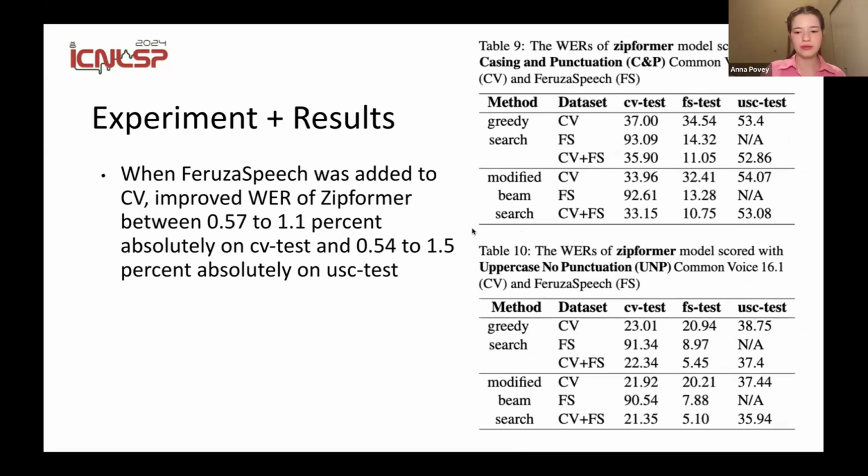We also trained the Zipformer model. We did fewer experiments with the Zipformer model because it seemed to be performing worse, and I'm going to get into that later. But when FeruzaSpeech was added to CV, we saw an improved word error rate between 0.6 to 1.1% on CV test, and 0.5 to 1.5% absolute on USC test.